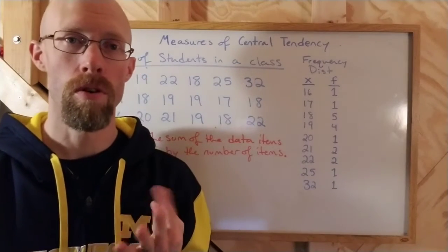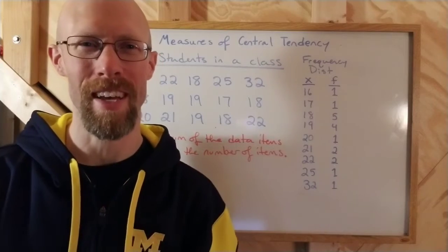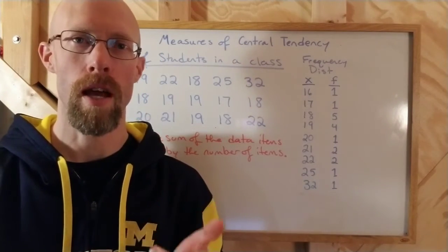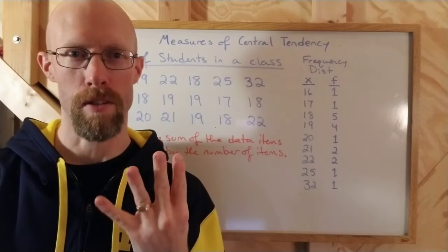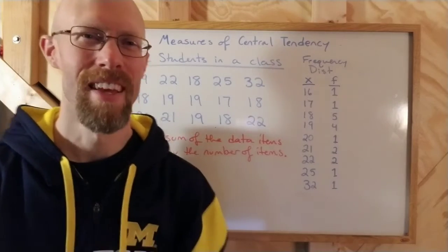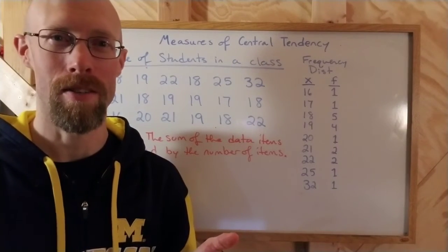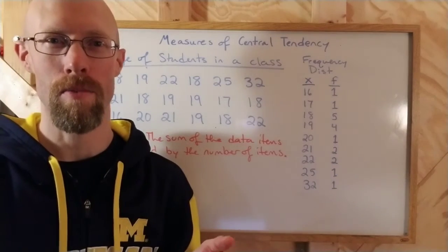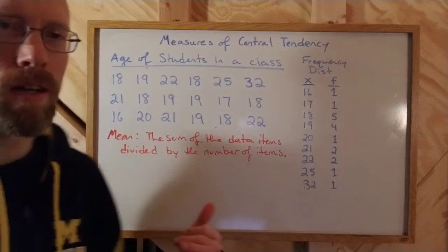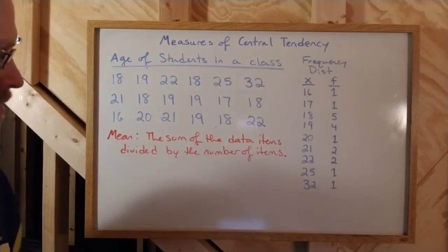Now the four measures that we're going to be looking at are called the mean, median, mode, and mid-range. Mean, median, mode, and mid-range. And they all start with M, which is weird because they're all representing the middle in some way. We're going to start with the mean. I'll probably do a video for each one here, but the mean is the first one.